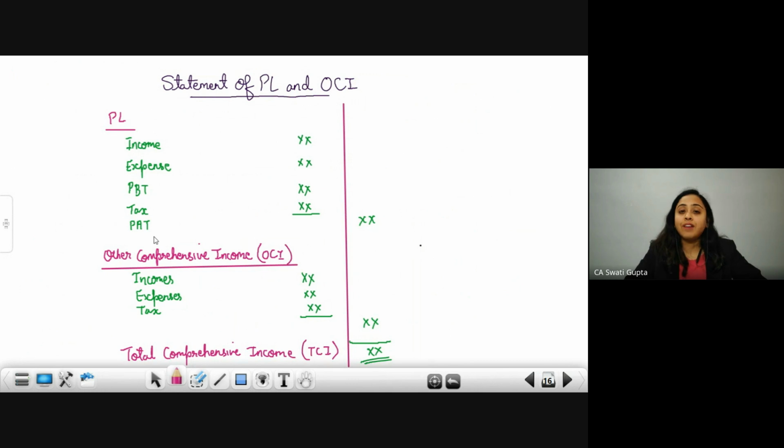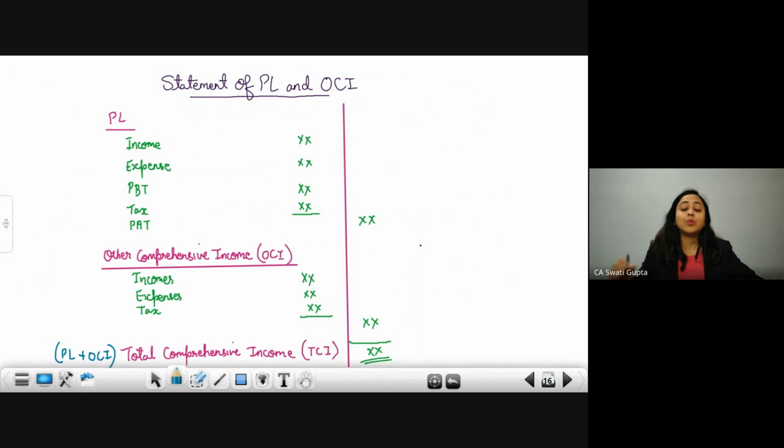After that, there is a separate heading in your statement of PL and OCI, which is known as other comprehensive income. Now there are its own incomes and own expenses, and any taxes related to those incomes and expenses under OCI will be charged and deducted from the OCI itself. The total of PL and OCI is known as total comprehensive income, TCI. This is the total of PL plus OCI.